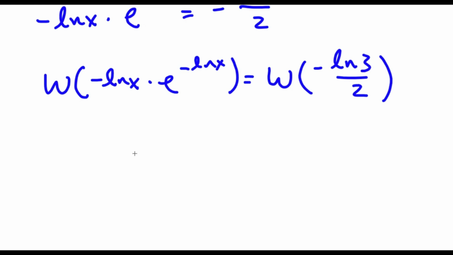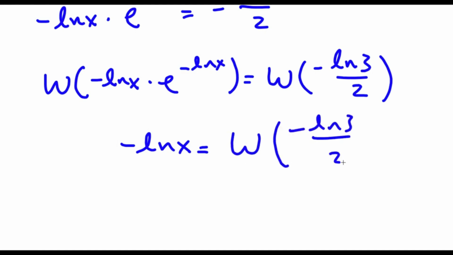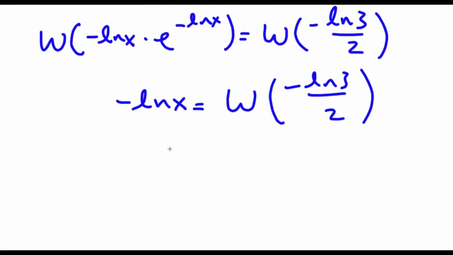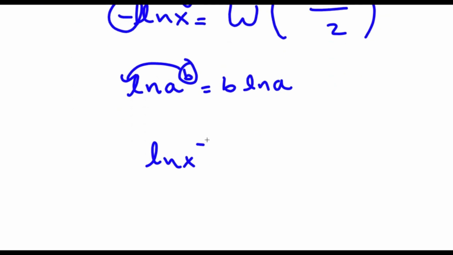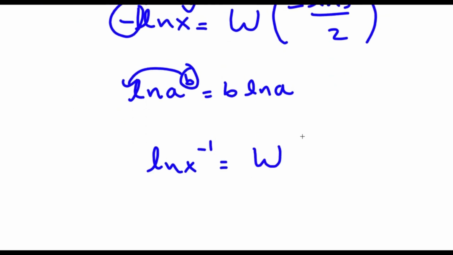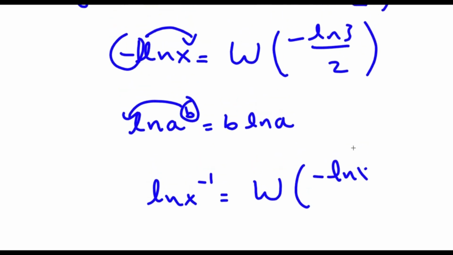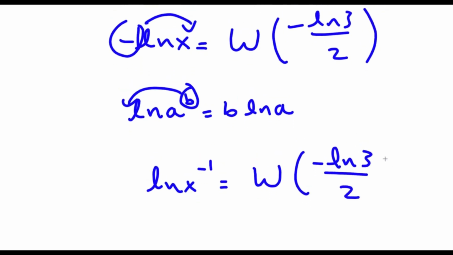Now, this is simply equal to a, which is negative ln x in this case. So now I have negative ln x is equal to W of negative ln 3 over 2. Now, remember the property: if I have something in the form ln a to the power of b, this is equal to b times ln a. So now I'm going to reverse this property. In this case I have negative 1 times ln x, and I'm going to move this negative 1 to the front again. So now I have ln x to the power of negative 1 is equal to W of negative ln 3 over 2.